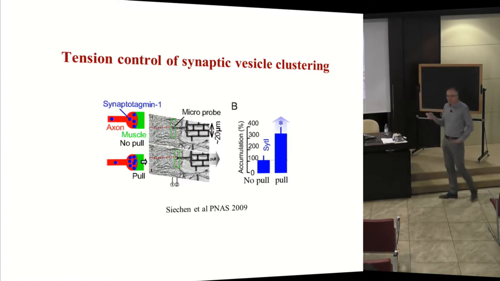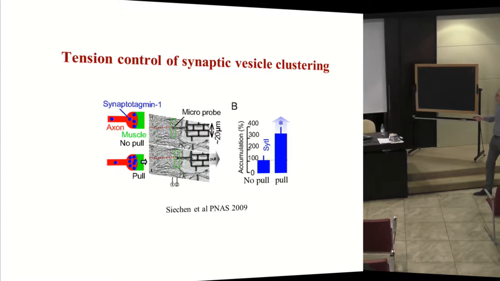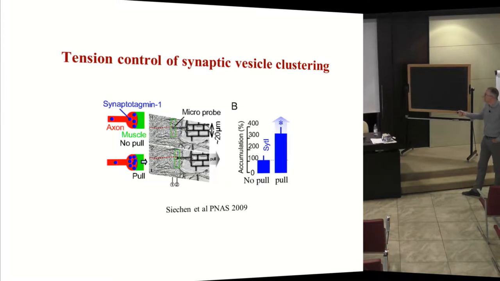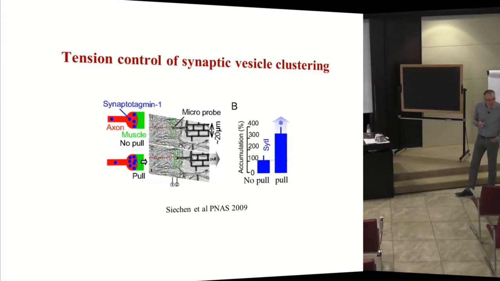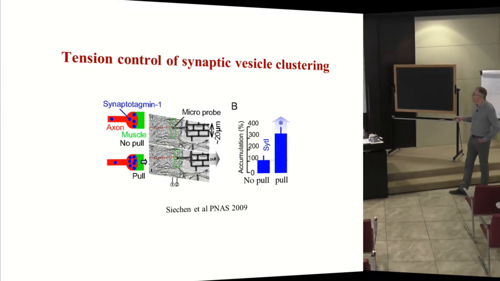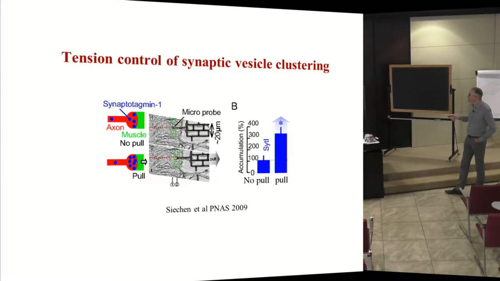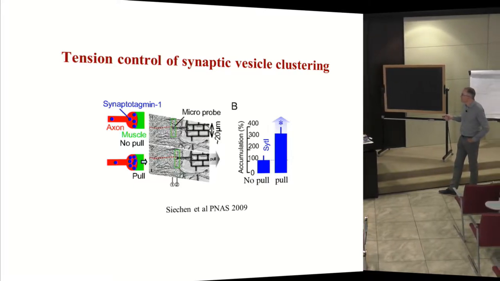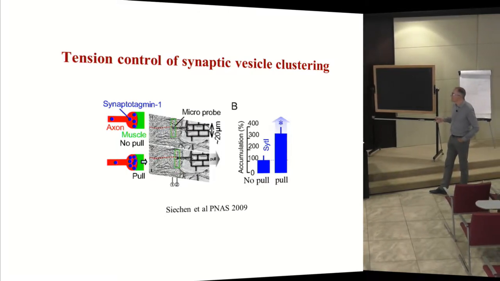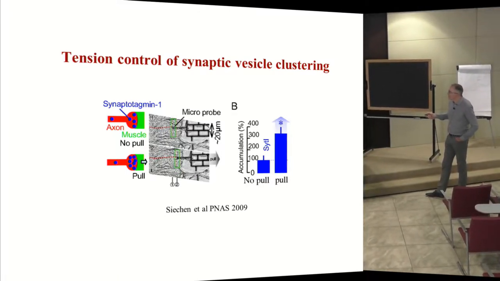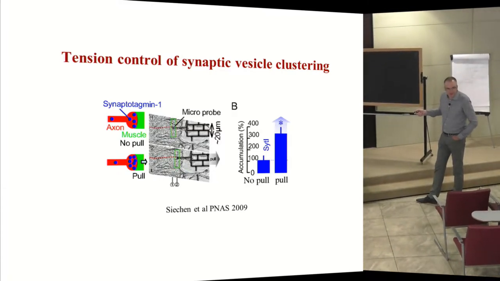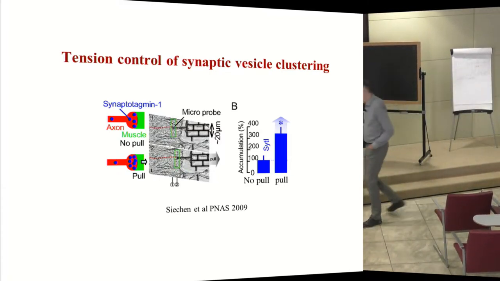And because I know some of you have worked on synapses and even vesicles in a synapse, I want to just flash this slide where in 2009 these people showed that the tension in the axon shaft controls synaptic vesicle clustering. This was again shown at the neuromuscular junction, where they followed vesicle clustering by tagging synaptotagmin, and they saw several fold differences depending on whether they pulled on the axon, therefore inducing more tension, or not. Okay.